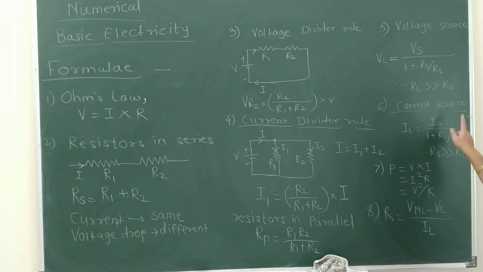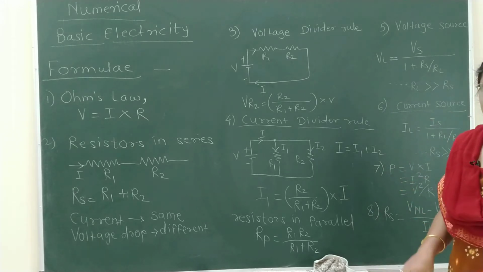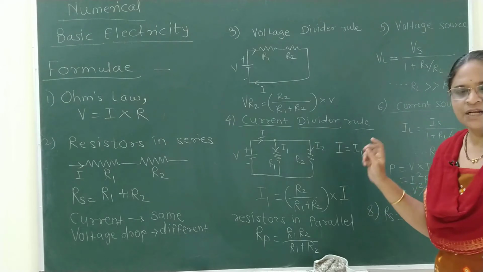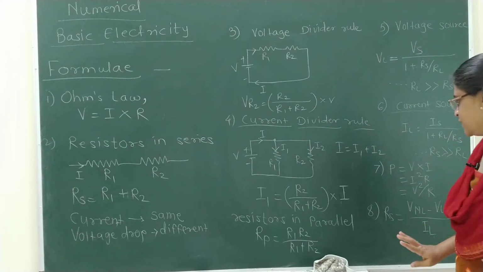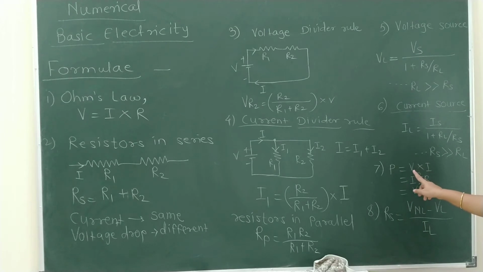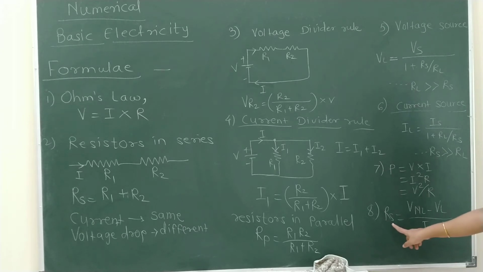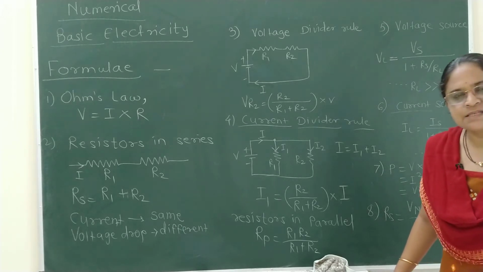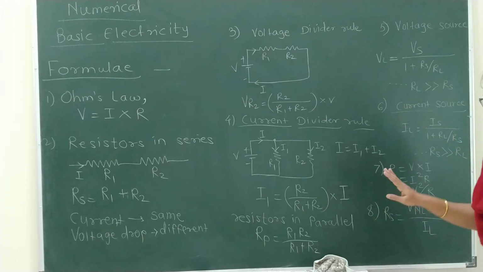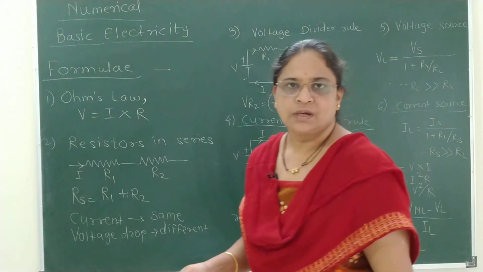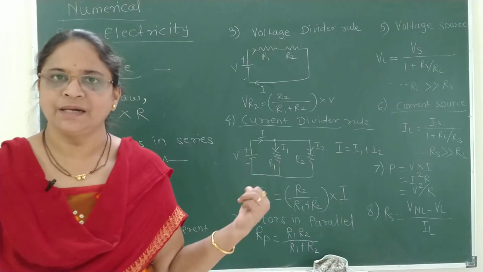So in case of a current source, the internal resistance is in parallel with the current source. In case of a voltage source, the internal resistance is in series with that voltage source. Then the power calculation: V into I, or I square into R, or V square upon R. If we know the no load voltage is the same as the source voltage, and the load voltage decreases below the source voltage, the difference VNL minus VL upon the load current shows the value of internal resistance, that is, the source resistance.